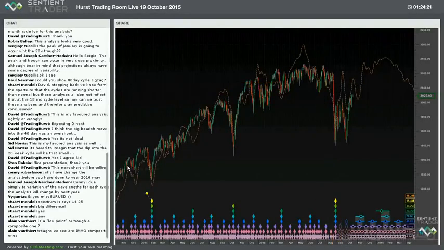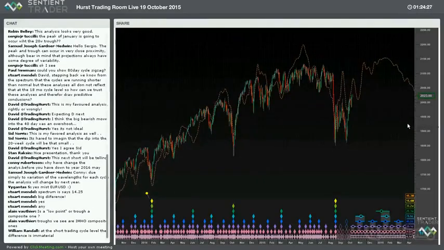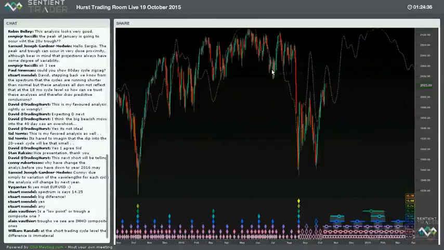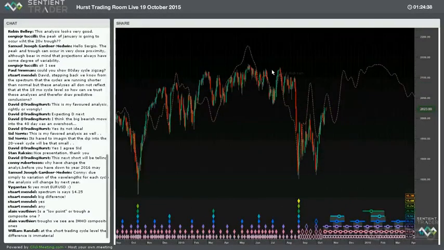Which brings me back to the point that I've kept trying to make in today's webinar, which is that in terms of making trading decisions, all of these analyses are really indicating that we should expect the same kind of trading opportunities, and that increases my trust in the analysis.